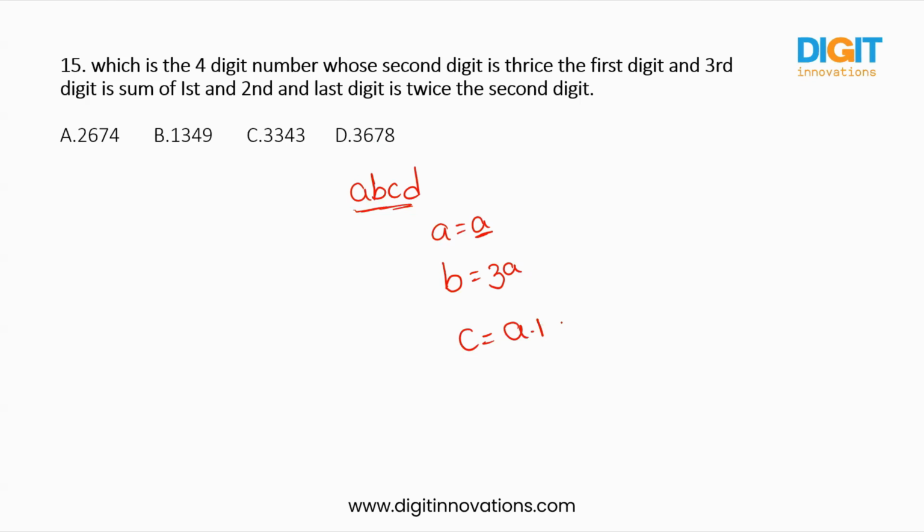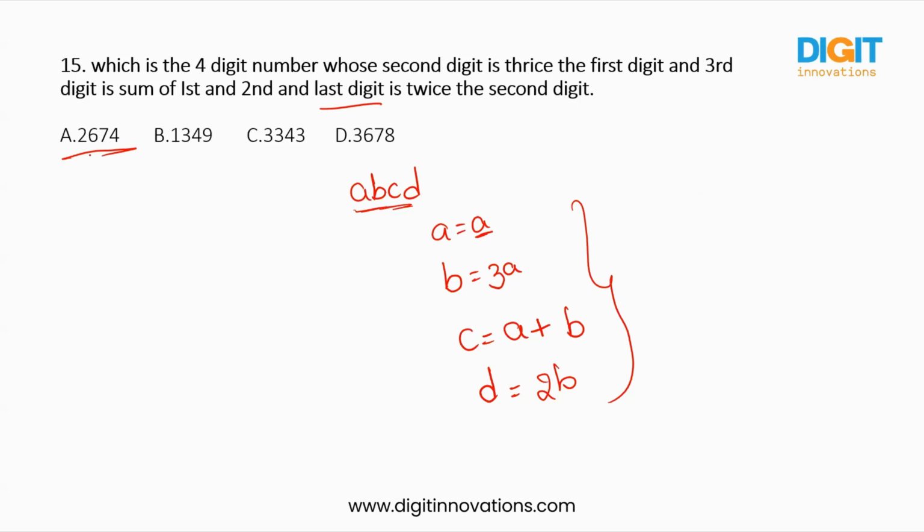And next one, the last digit, D, is twice the second digit. So these conditions should be followed. What is that number? They're asking. So here I am just going with the option verification rather than putting some value in A, B, C, D. So let us see whether it is satisfying the given conditions or not.